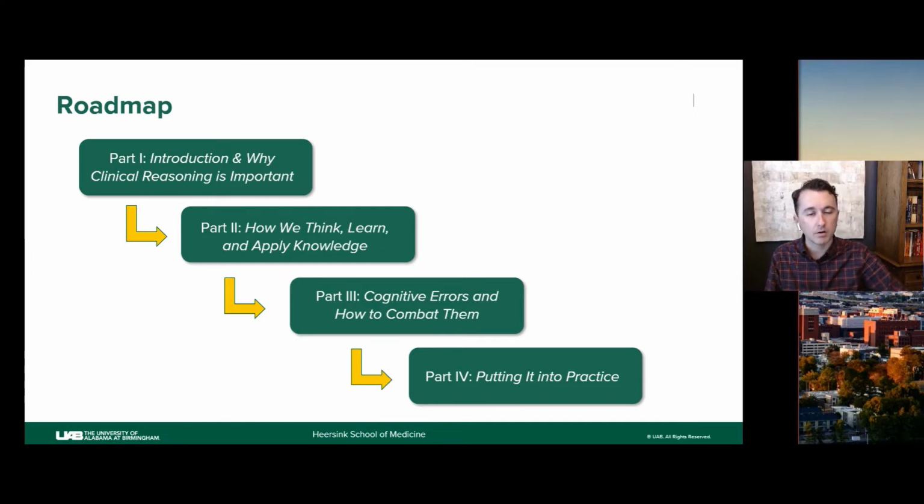And then part 4 is really getting down to the practical aspects of this series and learning how to put all this into practice and ultimately becoming a better diagnostician, becoming better at clinical reasoning and reducing your diagnostic error.